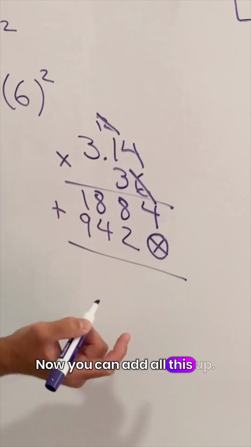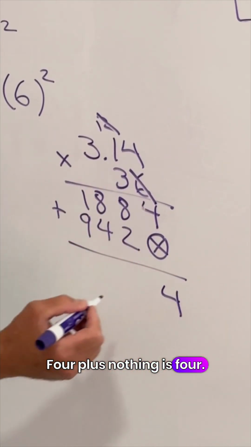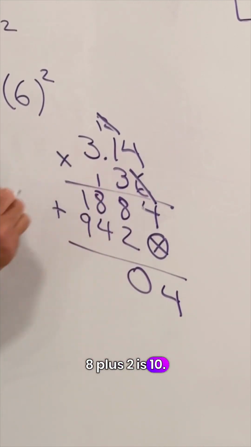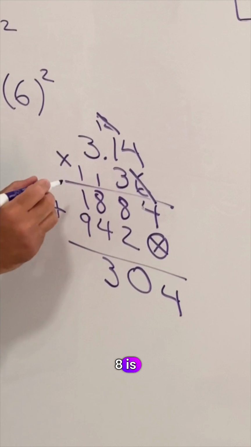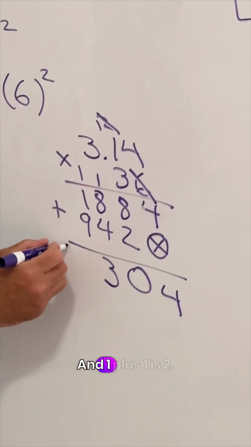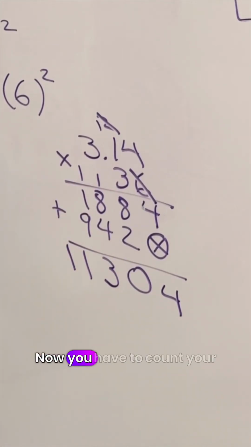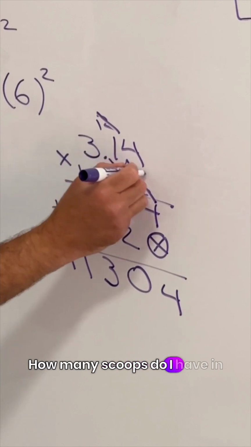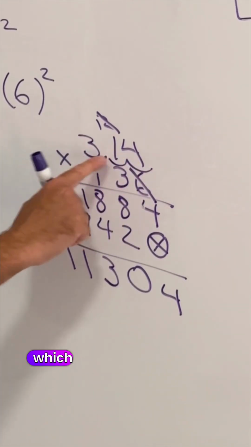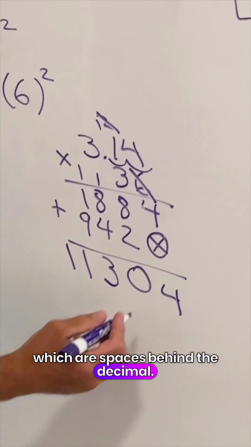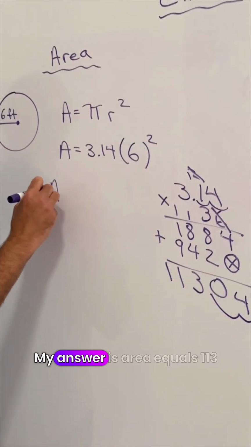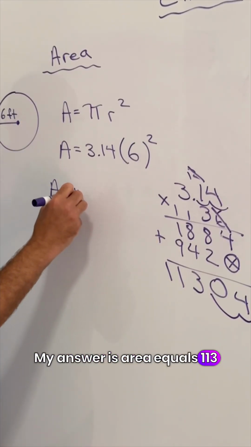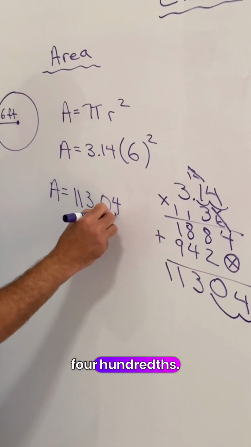Now you can add all this up. 4 plus nothing is 4. 8 plus 2 is 10. 1 plus 8 is 9, plus 4 is 13. And 1 plus 1 is 2, plus 9 is 11. Now you have to count your scoops. How many scoops do I have in this problem? Only 2 scoops, which are spaces behind the decimal. And I take my decimal, which is here, and I move it over 2 scoops. My answer is area equals 113.04.